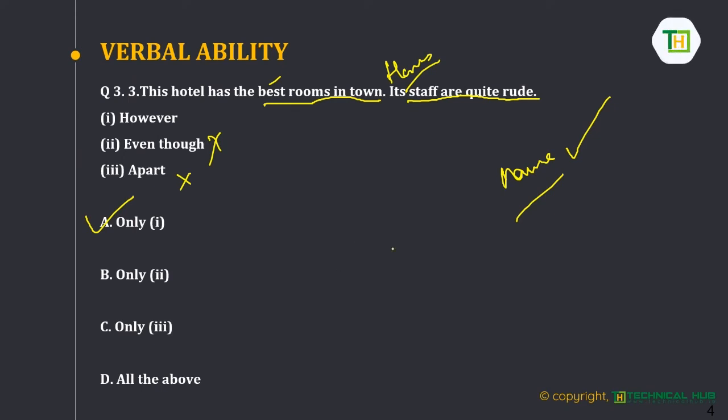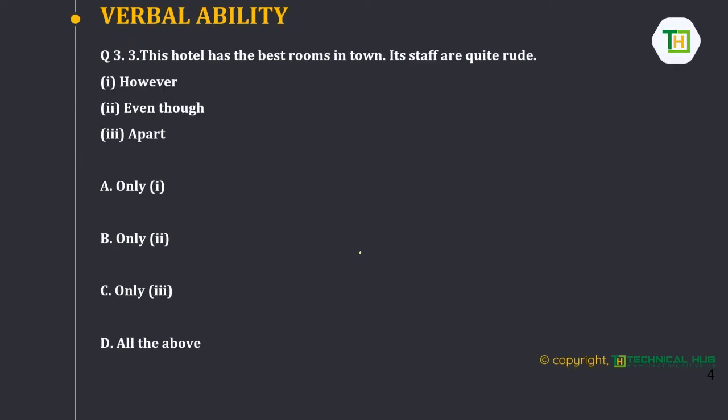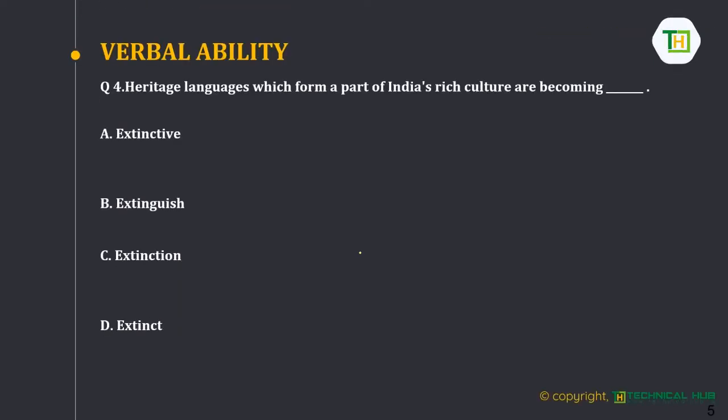Okay then. So now, moving into the next question. The next question is about heritage language, which form a part of India's rich culture are becoming dash. So heritage language means the olden languages, whatever we have got, that are about to disappear in future. So what is going to happen? Actually, we'll see the meanings.